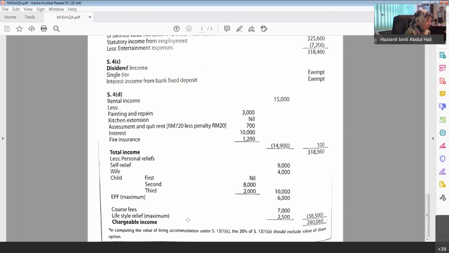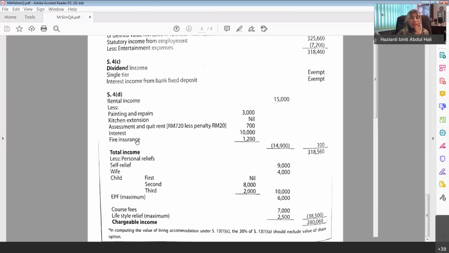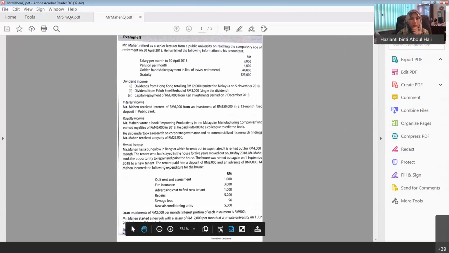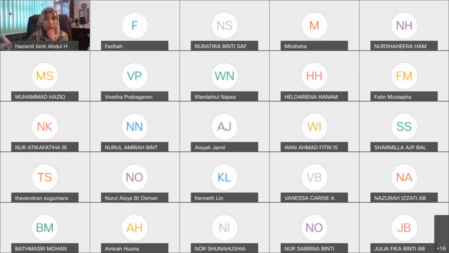Saya rasa last time saya ada letak, did I share with you soalan Mr. Mahen tak? Ada tak? Dekat dalam My Guru tu, rasa macam ada. Mr. Mahen question. Sekejap. I think it's together, last week saya letak kot sekali dengan your tutorial tu, saya lupa. Sekejap.